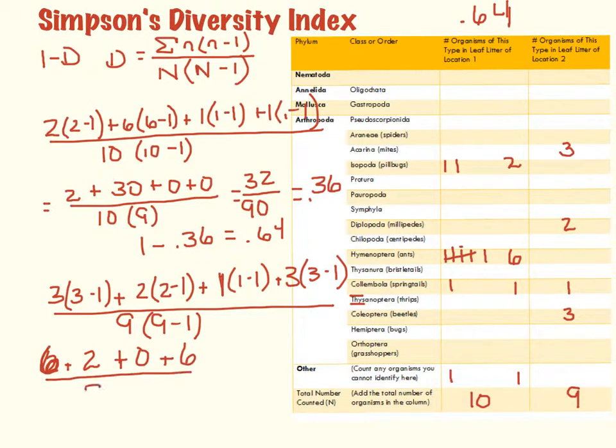divided by 9 times 8, which would be 14 divided by 72, which equals 0.19. To get diversity, 1 minus 0.19 would equal 0.81. And so my second sample has a higher diversity index, is more diverse than my first sample.